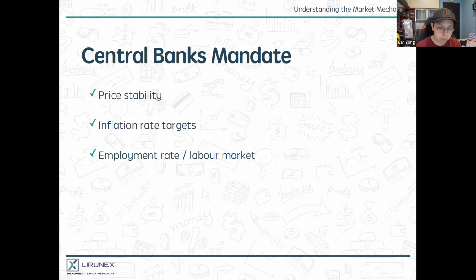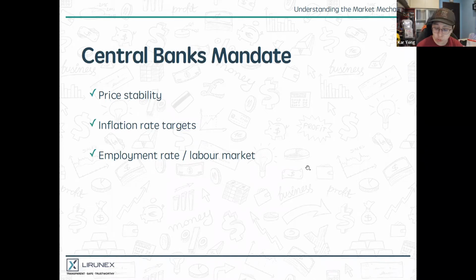Basically, the bank needs to ensure that people have jobs so that the economy can continue growing. Okay, so that's quite straightforward. They want the unemployment rate to be as low as possible. They want inflation to be somewhere around 2%.